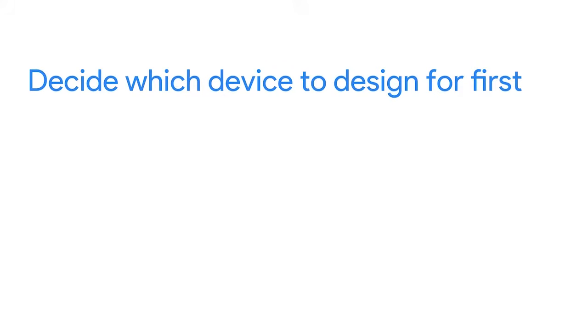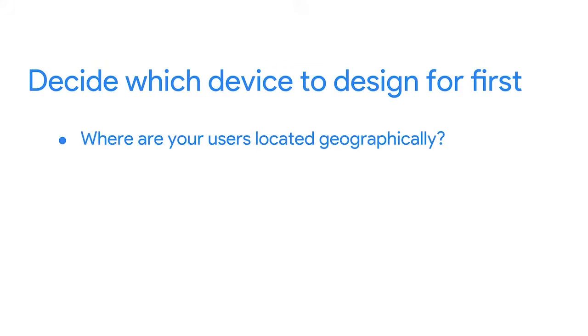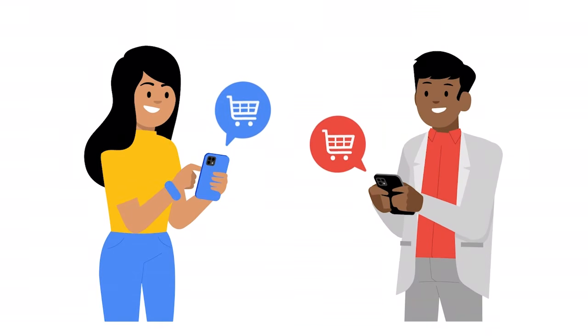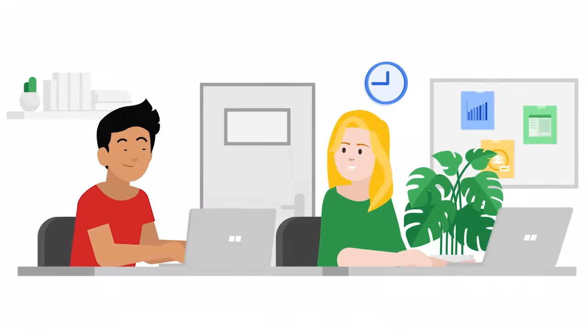Let's discuss some of the questions that UX designers ask themselves when evaluating which device to design for first. To get started, ask yourself, where are your users located geographically? For example, if you're designing for a user that's located in an emerging market, they're probably more likely to access your product on a mobile phone rather than a desktop computer. In this case, you'd want to take a mobile-first approach to your design process.